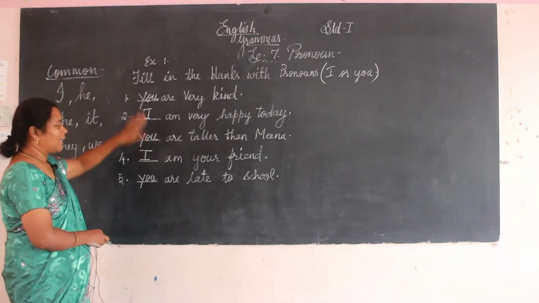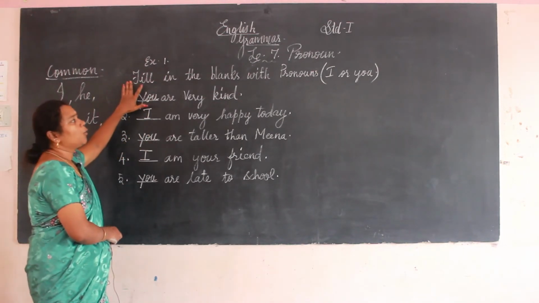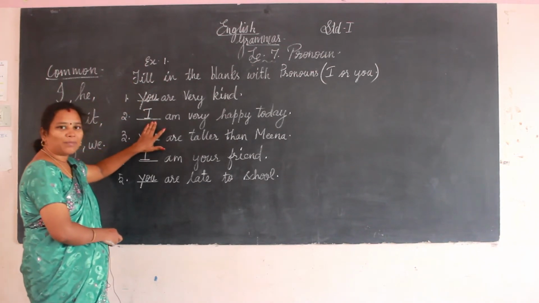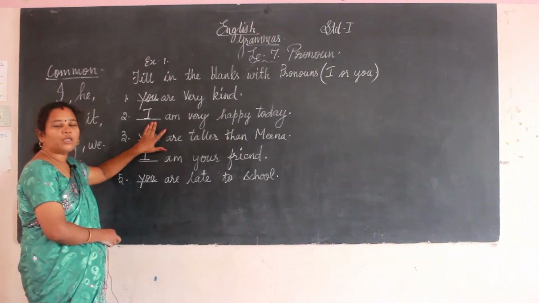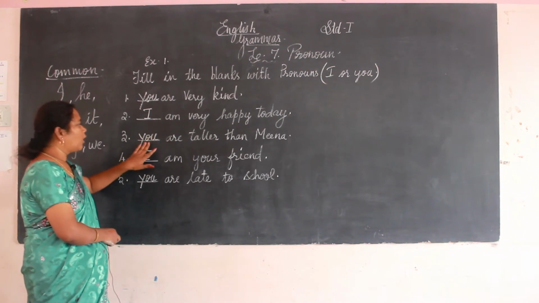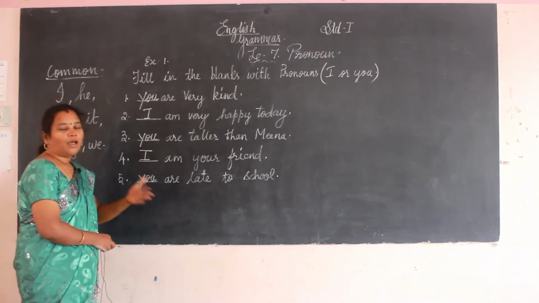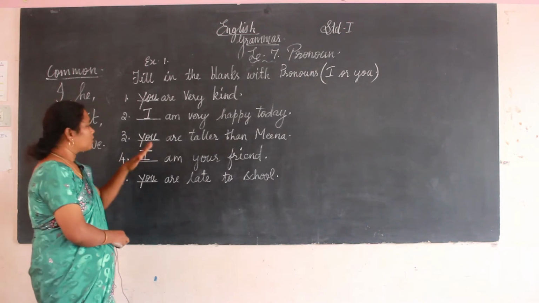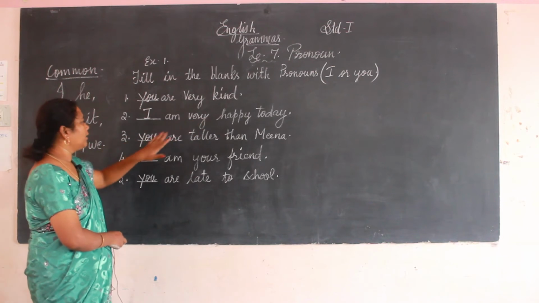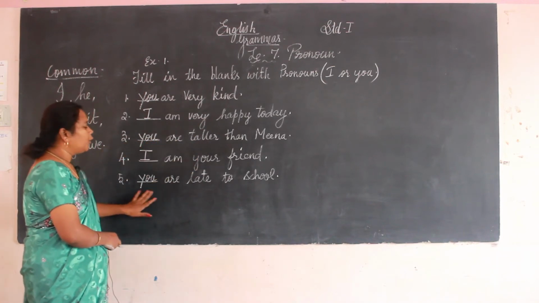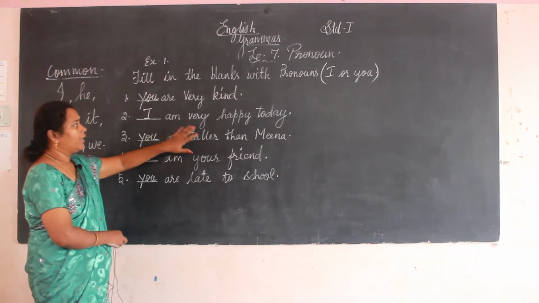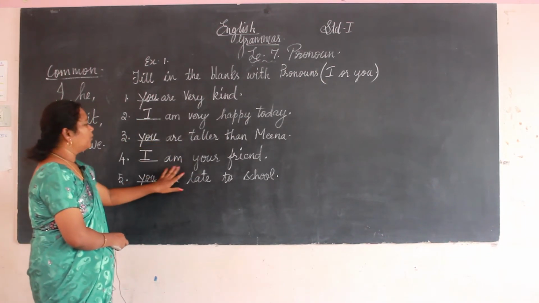Okay, so shall I repeat again? Fill in the blanks with pronouns I or you. I is used in the place when you are talking about yourself. உங்களை பத்தியே பேசும்போது you will write there I. When you talk about your friend and you are talking with that person, so we will write there you. Okay, see the examples. You are very kind, you are taller than Meena, you are late to school. Some of the examples for I am very happy today, I am your friend.